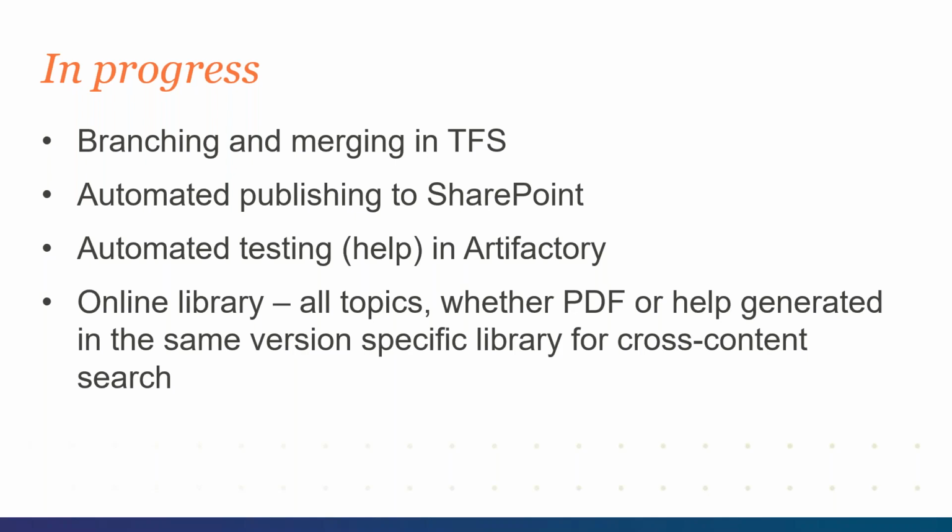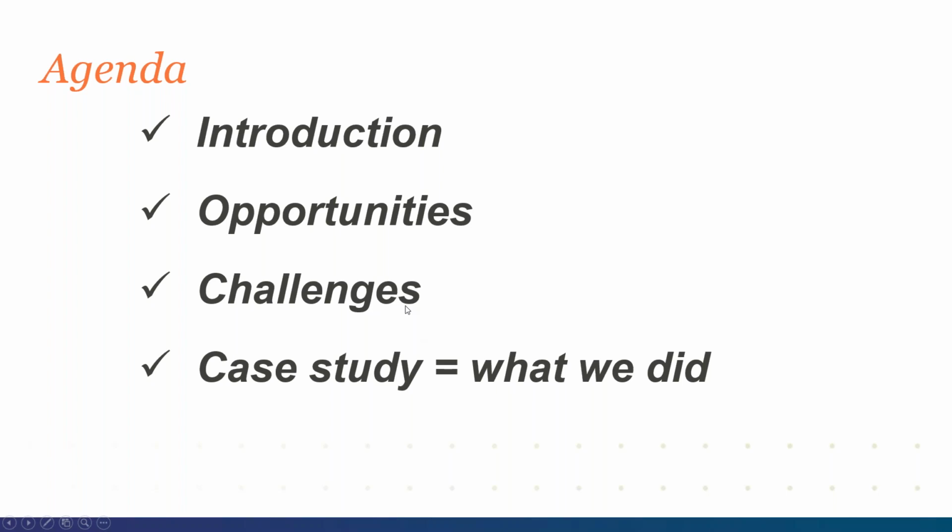And then we have one single online library, which we had never been able to have in the past, which had all the topics, whether it happened to be in a PDF or help, for the same version. You know, the cross-content search became possible. That was an amazing project. In progress at the time of the slides. I should probably update it.